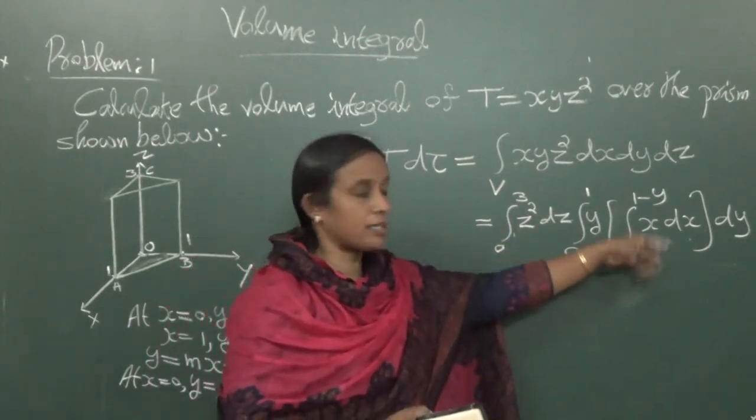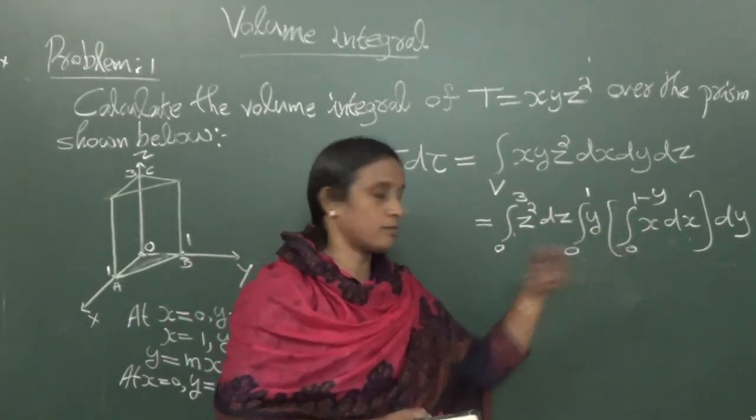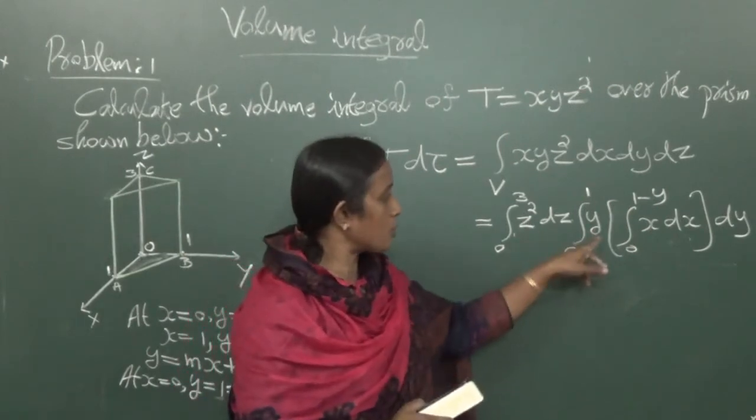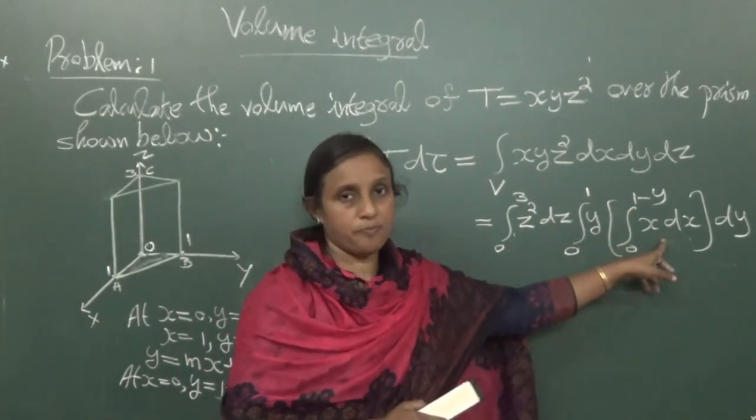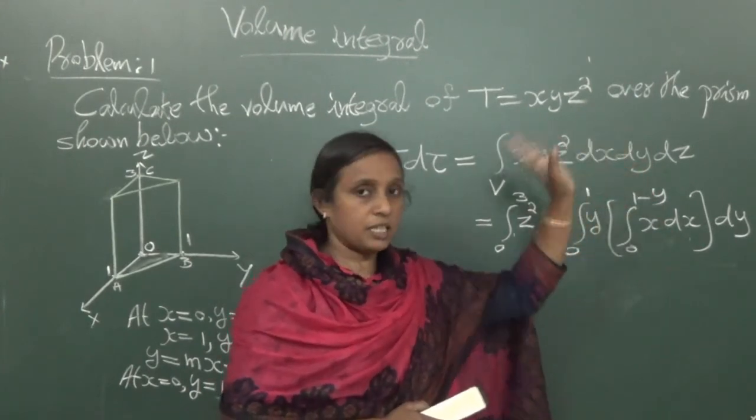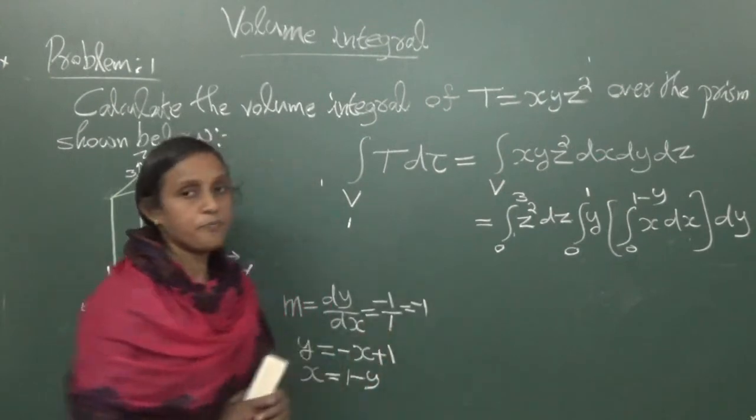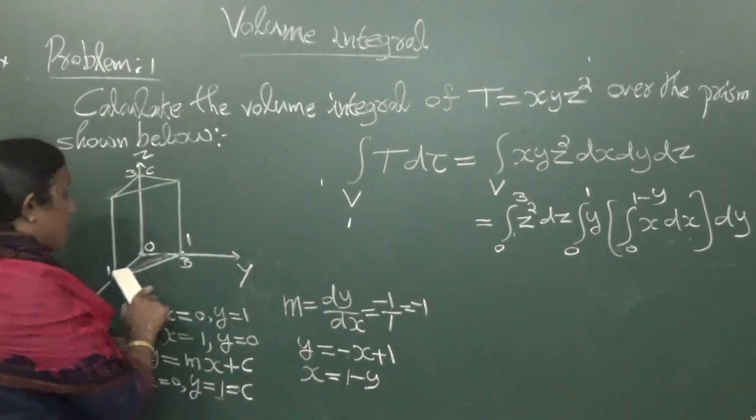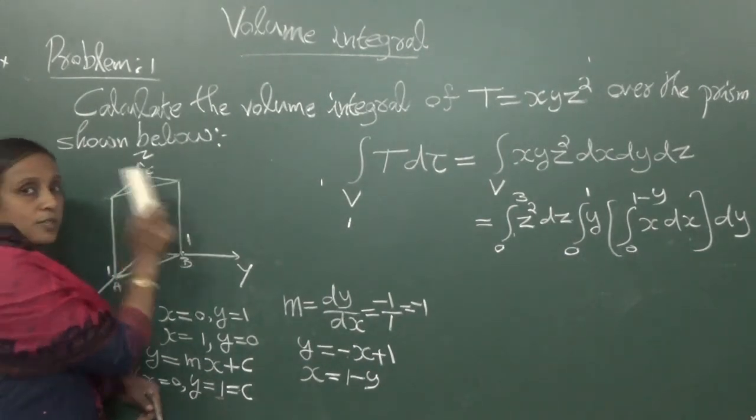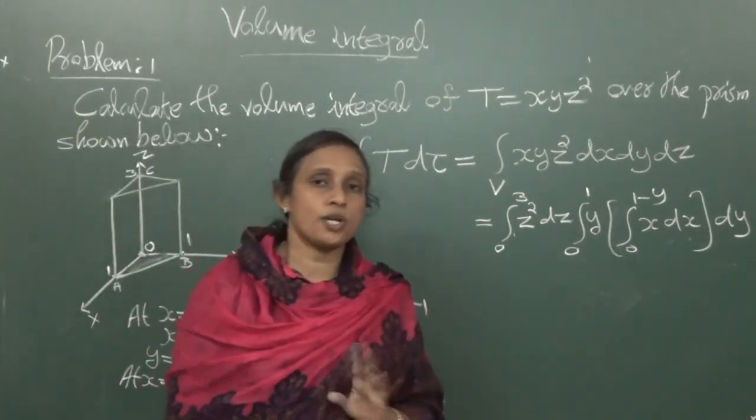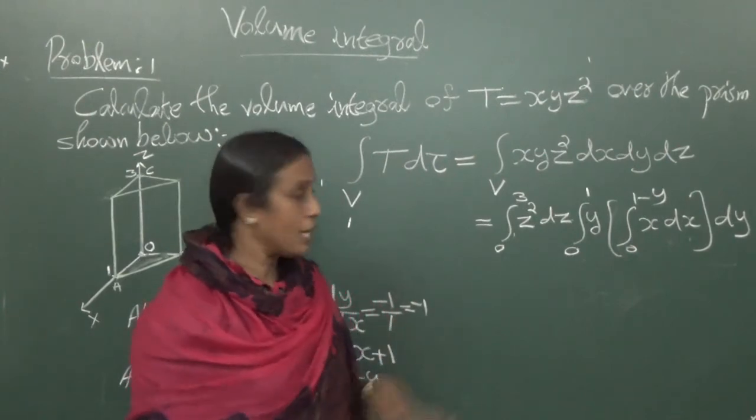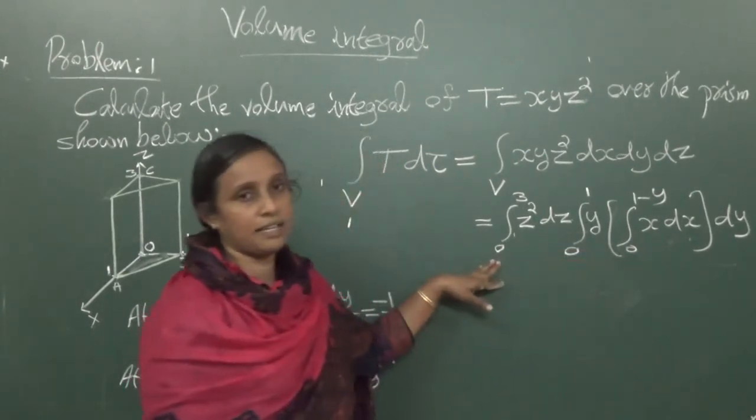You can do this part in another way. I never want to confuse you. If you want to do the problem, either you can integrate y first, then this limit changes to 1 minus x. Either way, that's up to you. Anyway, once you find the area of this base, moving along this z-axis gives you the entire volume of the prism. Okay, that is the procedure. So you get this volume integral like this.